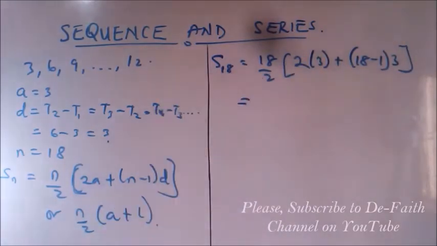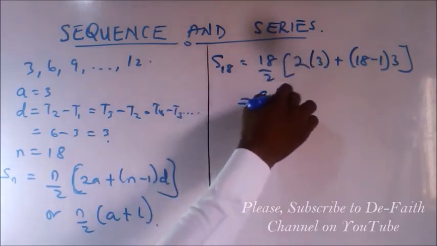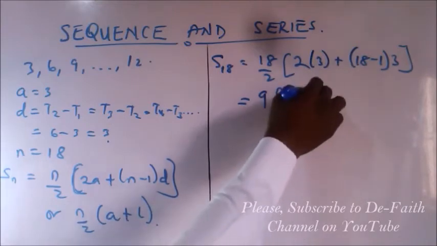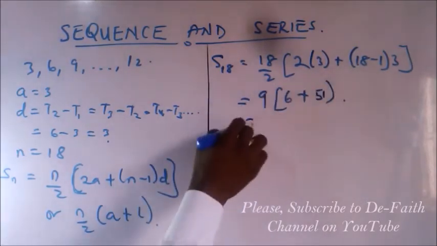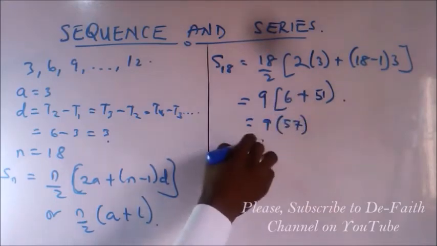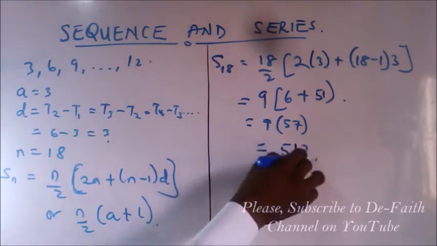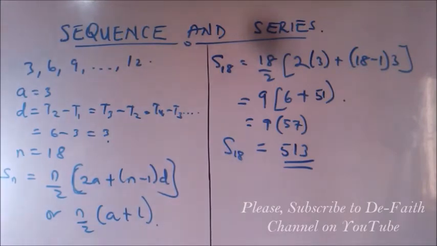So we have 18 divided by 2, that's 9, into brackets 2 times 3 is 6, plus 8 minus 1, that's 17. 17 times 3, that gives us 51. So we have 9 into bracket 6 plus 51, that's 57. 9 times 57, that gives 513. Hence, the sum of the 18 terms of this AP is 513.